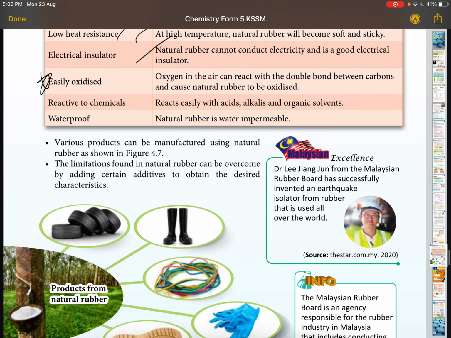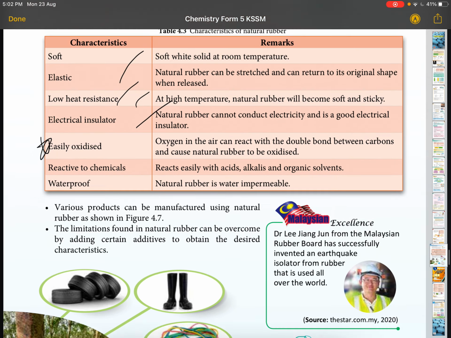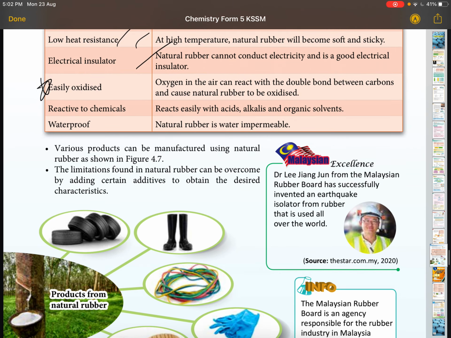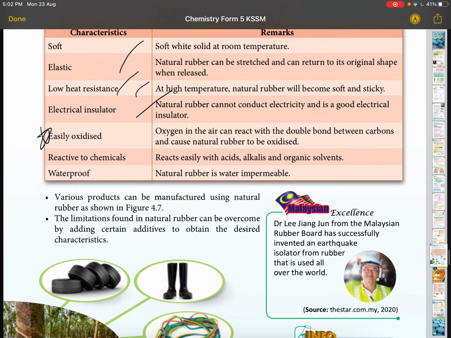I don't know if it's that one. I don't know, I think something else. Then reactive to chemicals, and it is waterproof. Yeah, I don't think it's worth explaining. You can know this yourself. But yeah, natural rubber is waterproof. I didn't really realize this.